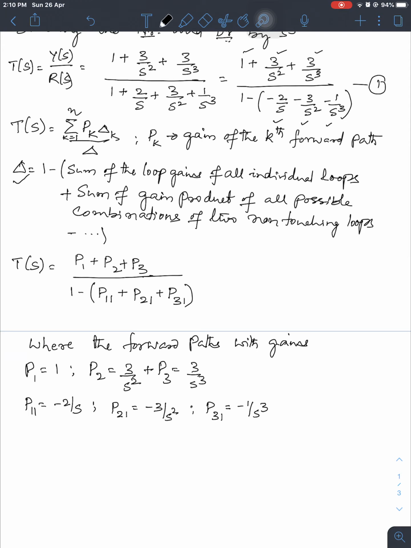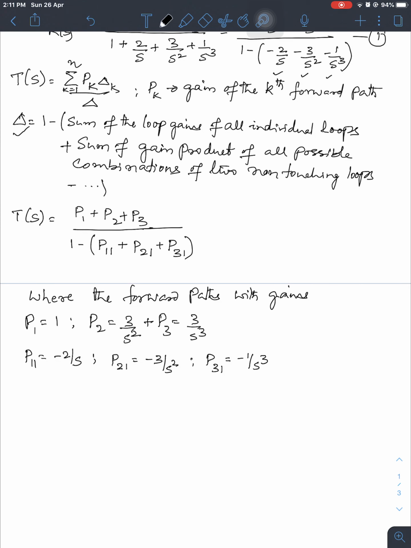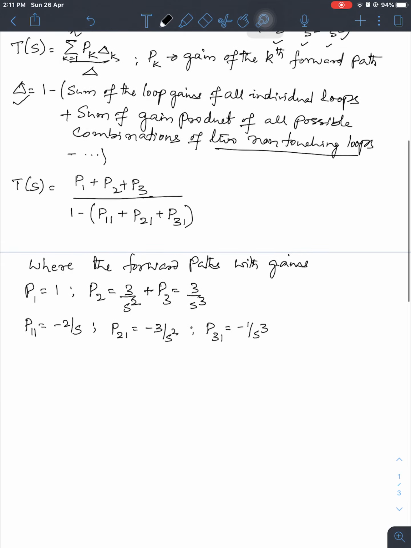Alright. So from the overall transfer function, we are able to identify the forward paths, we are able to identify the individual loops. So all the loops are touching each other. So there is no question of 2 non-touching loops. 2 non-touching loops wouldn't arise at all. So now with this background, we will construct the graph. Right? The signal flow graph is as follows.